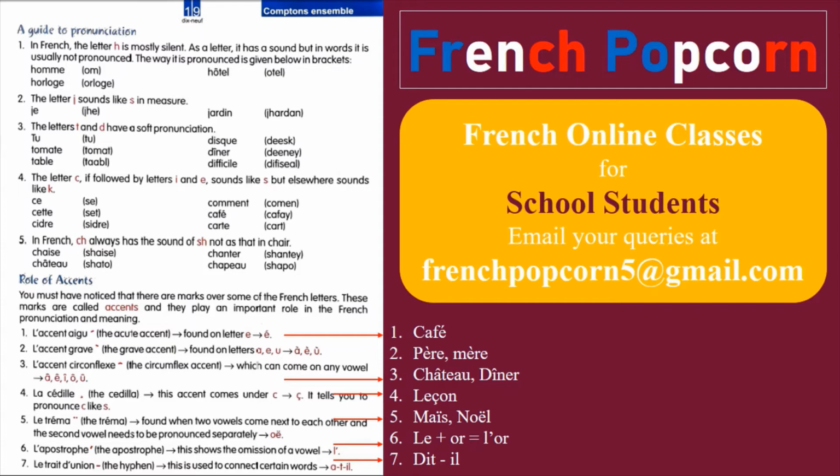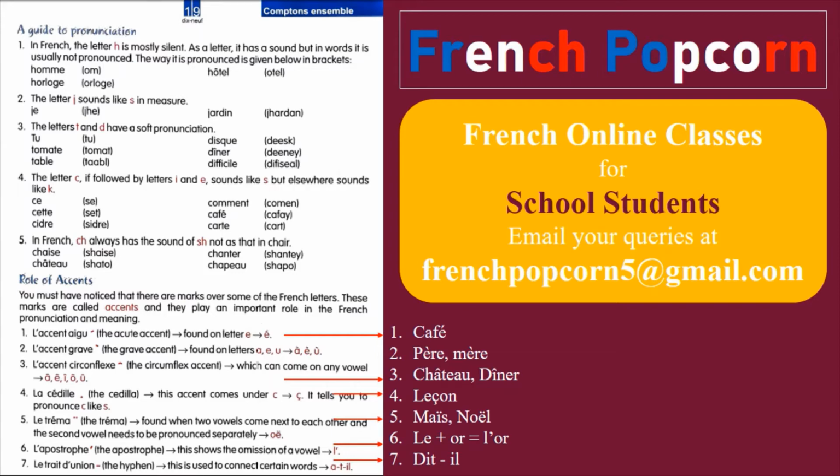Second accent is l'accent grave, which is found on letters A, E, and U. Now with the words only you can see the sound of this accent. Here we are pronouncing this word as père, and mère. So here the sound of accent grave is like a slight A, père, mère.